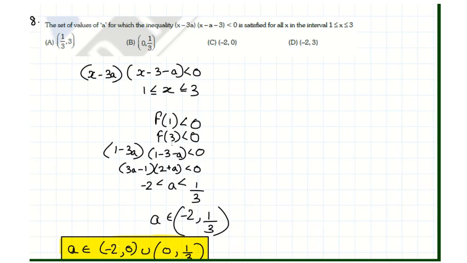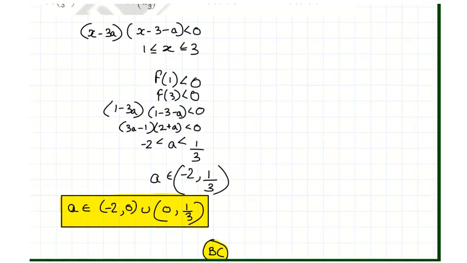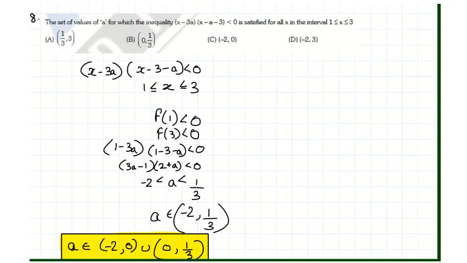Applying the wavy curve method at points a equal to minus 2 and a equal to 1 by 3, we get a is between minus 2 and 1 by 3 both excluded, which is option number B and C. Now directly minus 2 and 1 by 3 is not given in any of the options. We have to take it as two separate cases, minus 2 to 0 and 0 to 1 by 3.